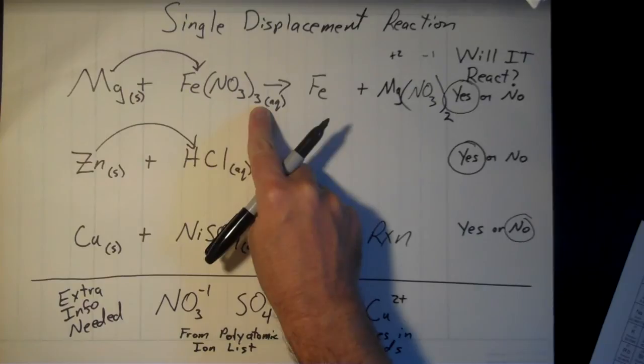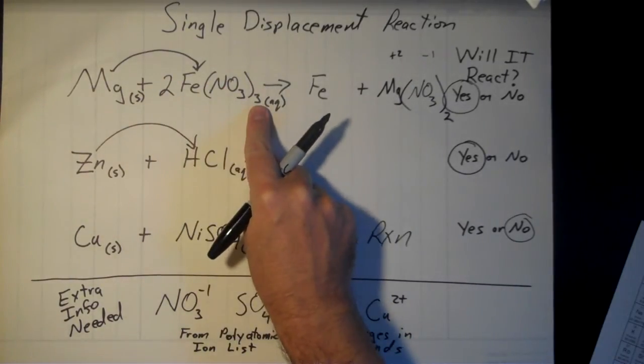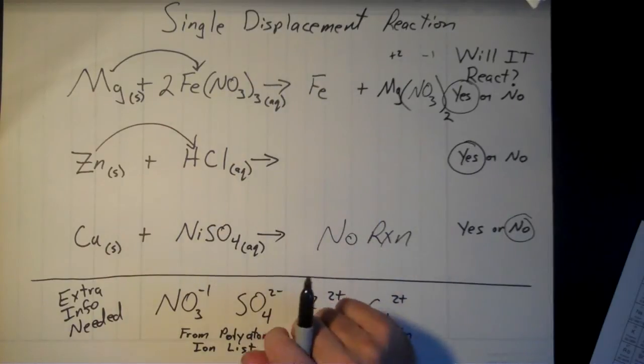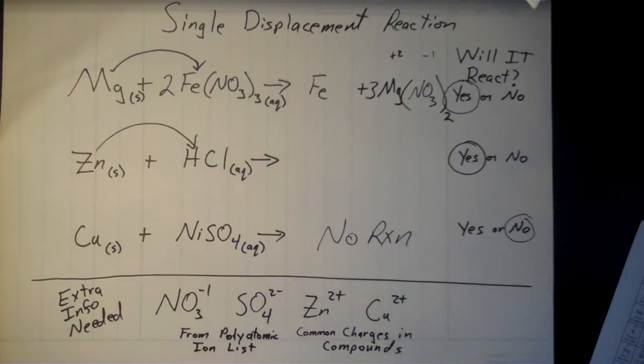So to bring this 3 up to 6, I'm going to put a 2 out in front of there. That'll give me 2 times 3 is 6 nitrate ions. And then to bring this one up to 6 also, I need to put a 3 out in front of that. 3 times 2 is a 6 there.